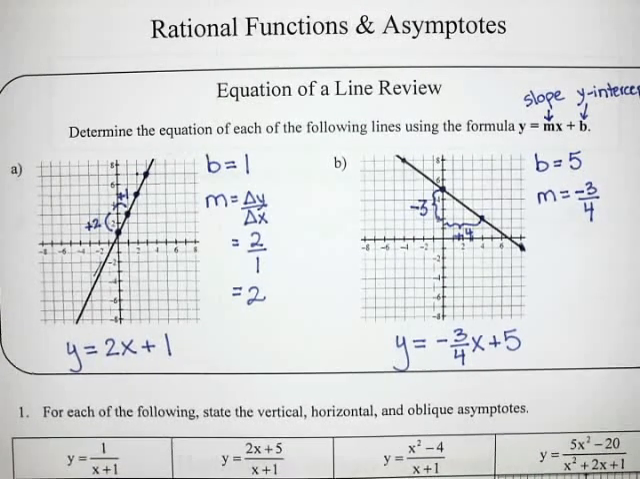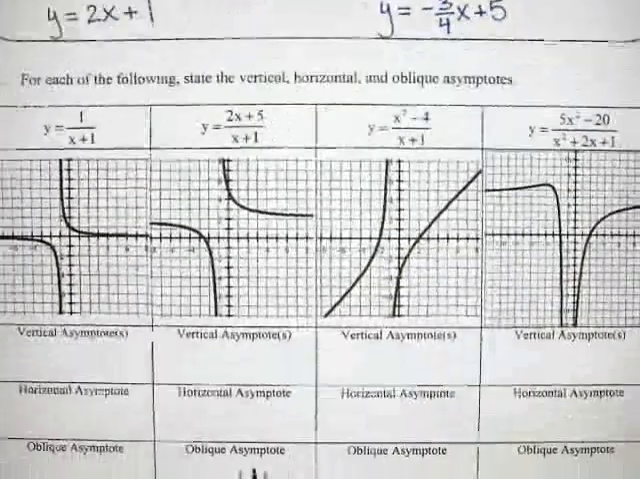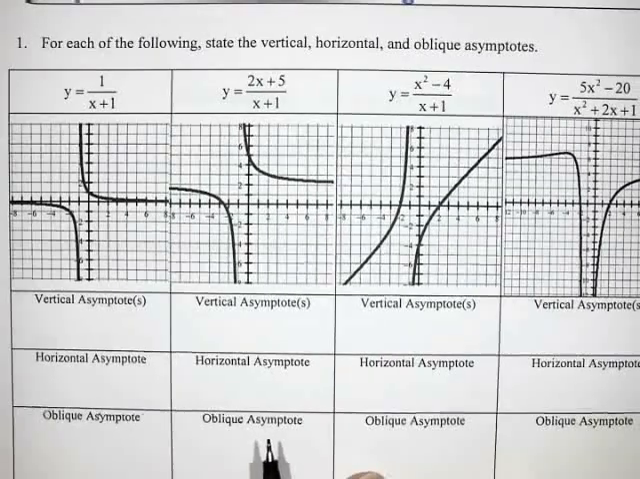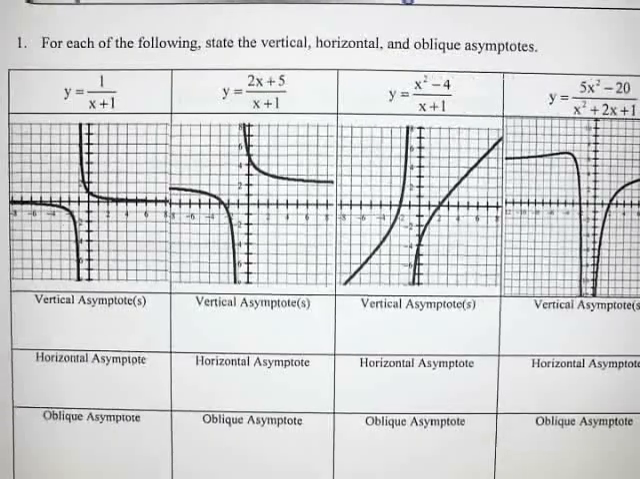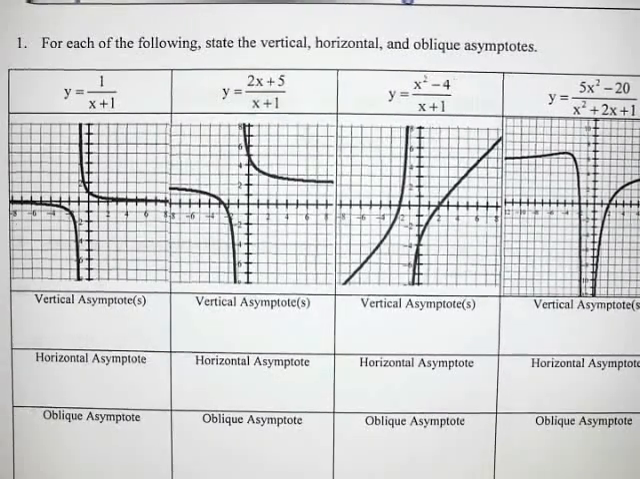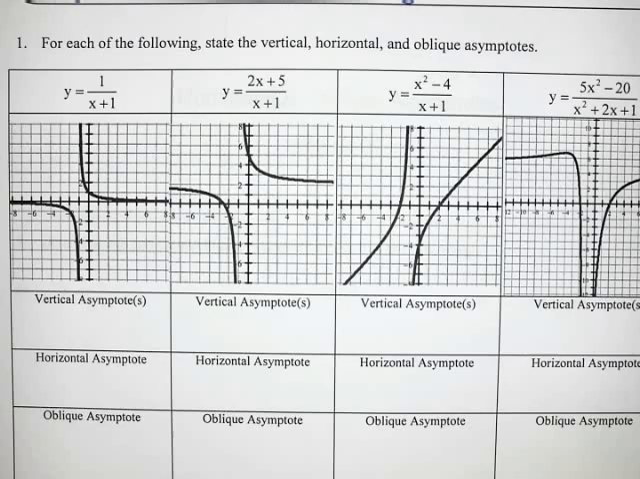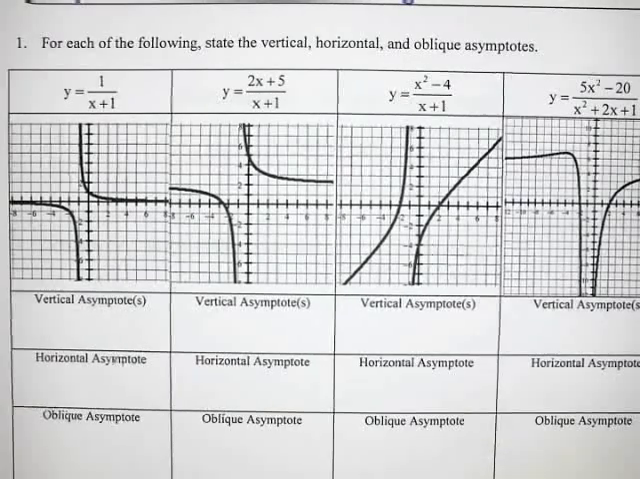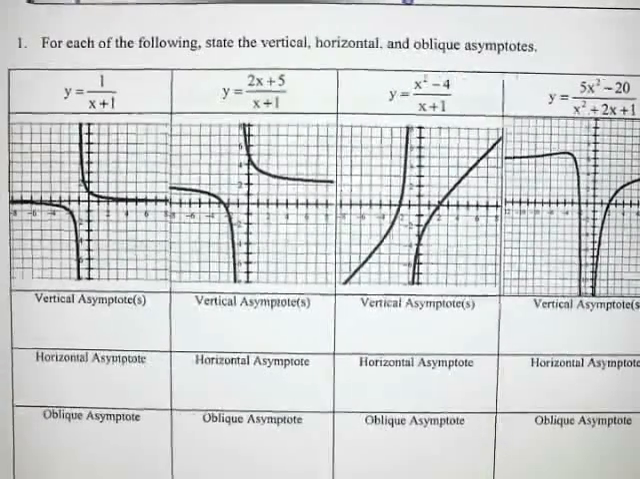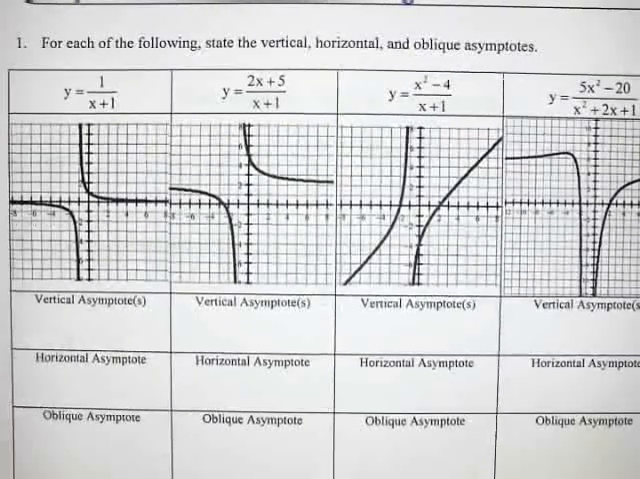This is part 2 of our lesson on rational functions and asymptotes. The question that we're working on says, for each of the following, state the vertical, horizontal, and oblique asymptotes. In our previous investigation on intercepts and asymptotes, we looked at how to find vertical asymptotes, and then we worked on how to identify from an equation whether you were going to have a horizontal asymptote or an oblique asymptote.